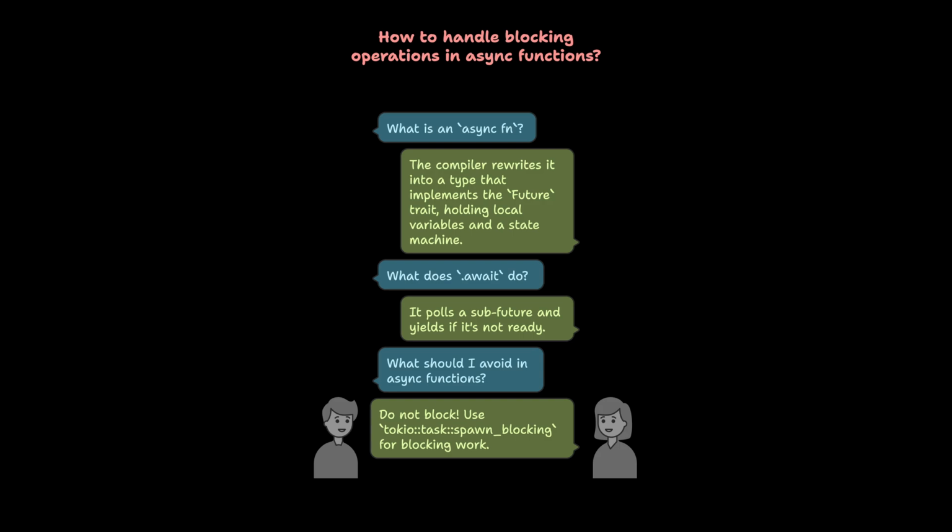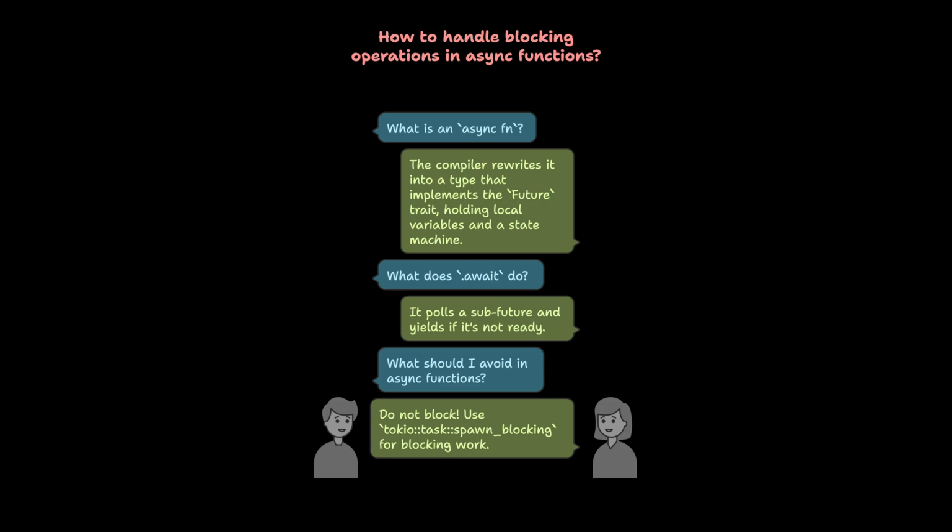How to handle blocking operations in async functions. Now, conceptually, what is an async function? Under the hood, the compiler rewrites an async function into a type that implements the Future trait. That type holds the local variables and the state machine necessary to advance the computation each time poll is called. .await is sugar for polling a subfuture and yielding if it's not ready. Because awaiting yields control, you must not block inside async functions. Blocking calls like std::thread::sleep or synchronous file IO will block the runtime thread and stall other tasks.